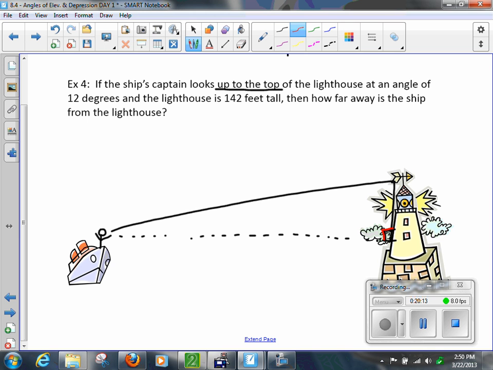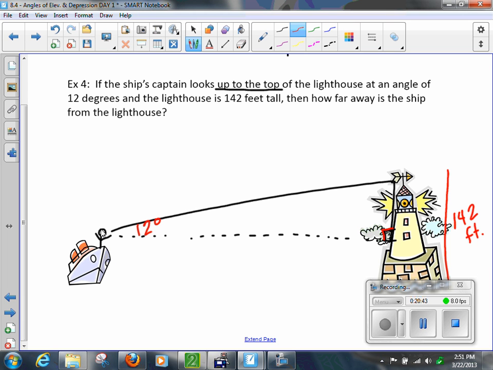Now it says, if the ship's captain looks up to the top of the lighthouse at an angle of 12 degrees, where does the 12 go? Where the person is, 12 degrees, because his line of sight up to the top creates that angle of 12 degrees. And it says the lighthouse is 142 feet tall.